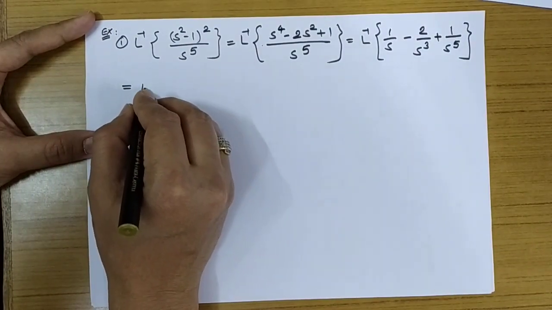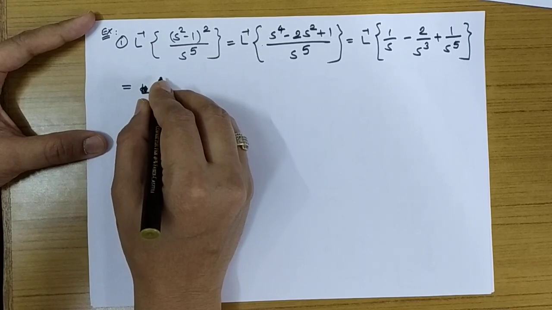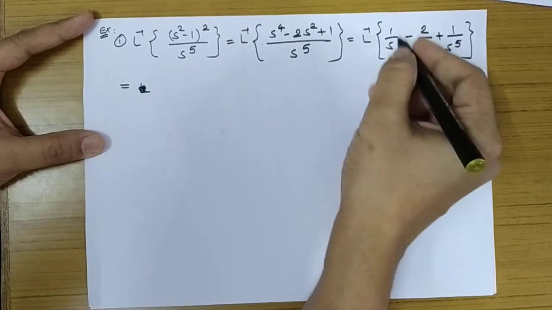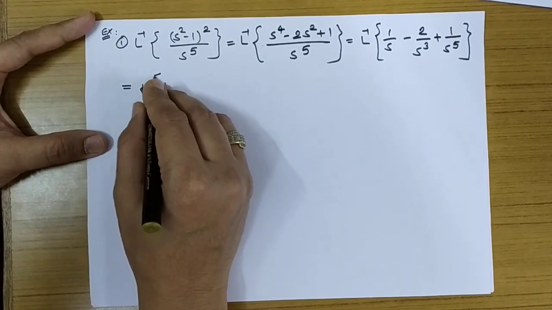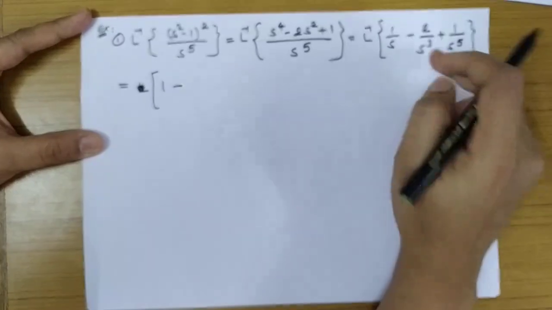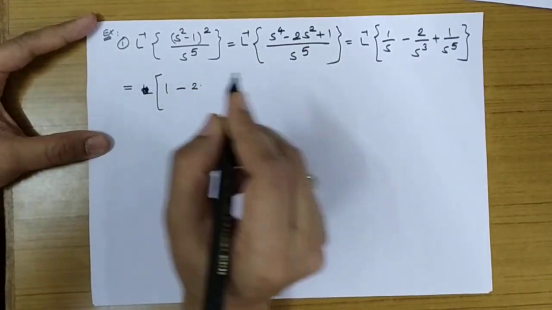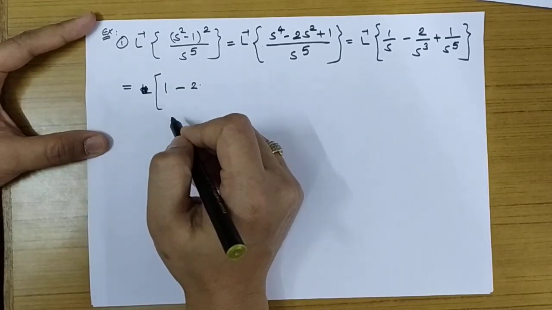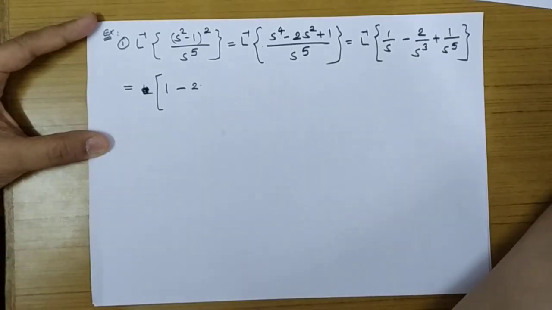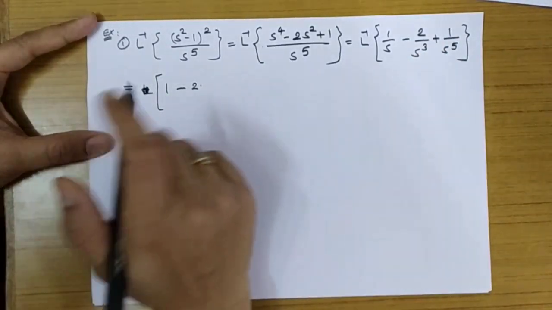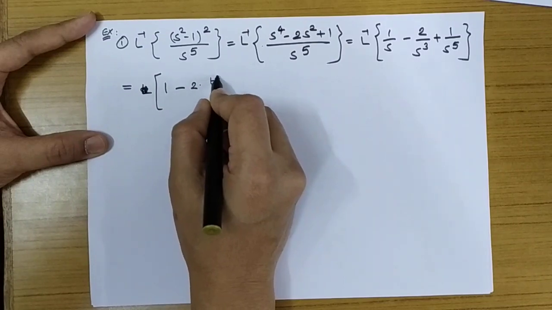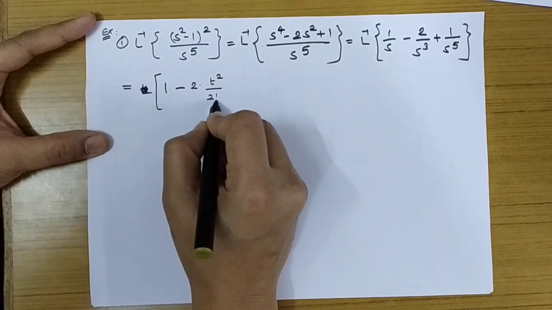L inverse of 1 by s, I would like to write directly. L inverse of 1 by s is 1. Then 2 by s cube, where 2 is constant, right? And think about 1 upon s cube. What is inverse Laplace of 1 upon s cube? Where n is 2, so t square by 2 factorial.